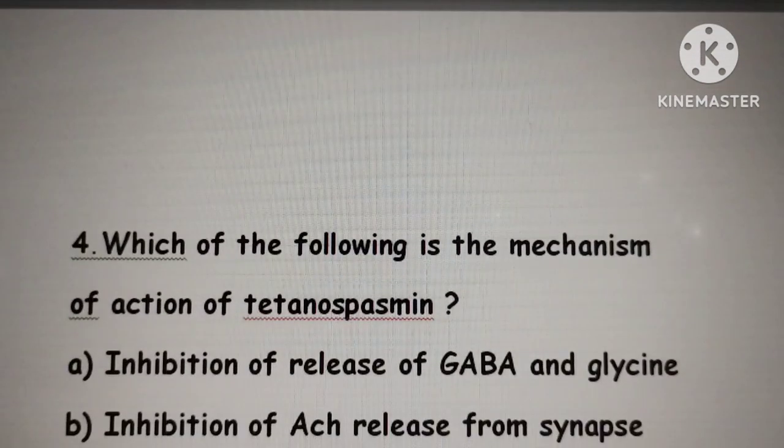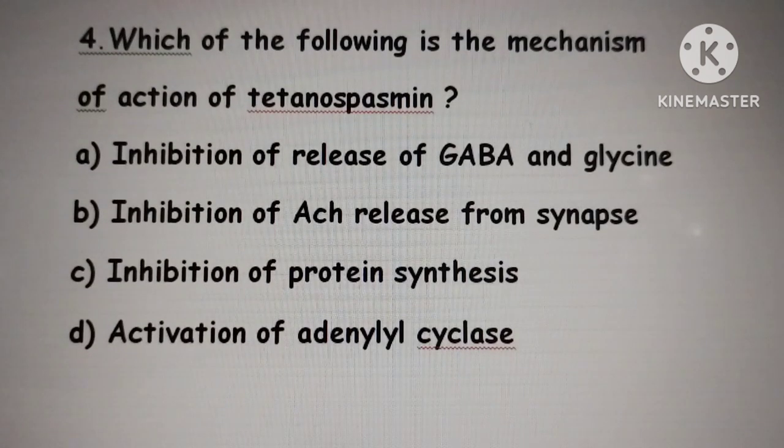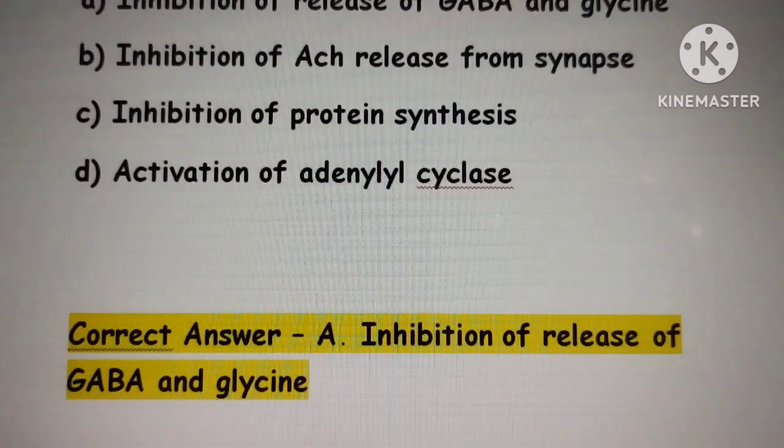Next, which of the following is a mechanism of action of tetanospasmin? First, inhibition of release of GABA and glycine; second, inhibition of ACh release from synapse; third, inhibition of protein synthesis; and fourth, activation of adenylate cyclase. Whenever they ask about tetanus toxin, it is mainly because of the inhibition of release of GABA and glycine. Let us see the mechanism of action, how it inhibits and how it causes the symptoms.